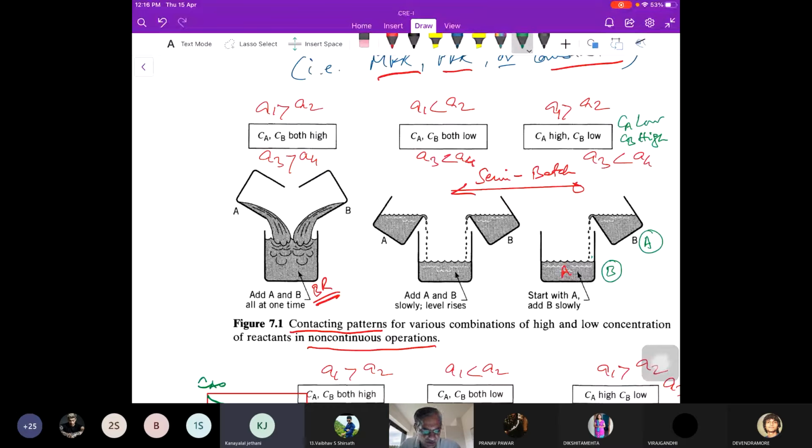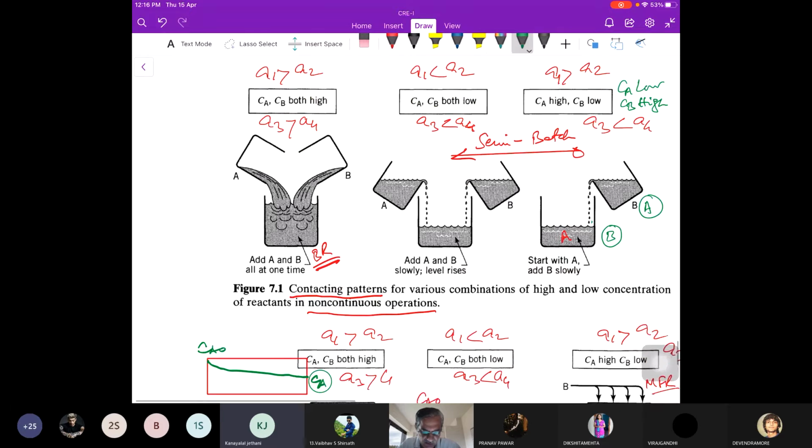So that means we are covering all the cases, all the combinations of A and B: both high, both low, one high and one low. Anything high, anything low, doesn't really matter. Okay, so this is for batch and semi-batch.